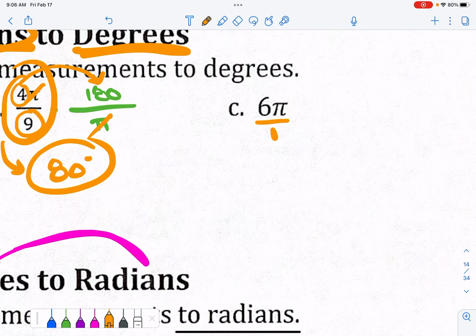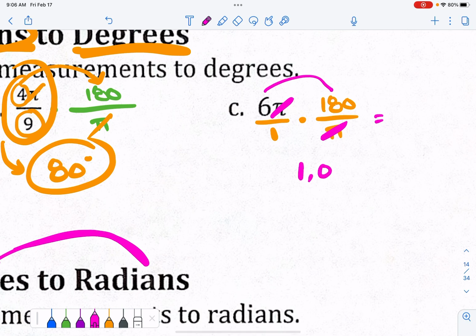That's how we make anything into a fraction. And then again, I'm going to put pi on the bottom and 180 on the top, okay? And then the pi's will cancel. So in this one, I just take 6 times 180, and 6 times 180 is 1,080 degrees. Just like that.